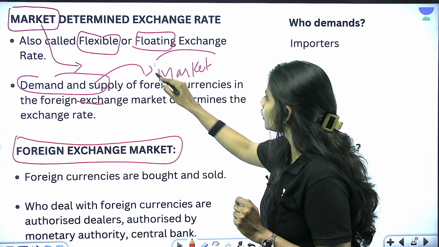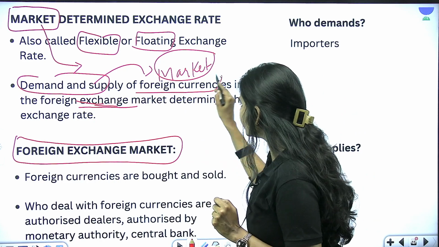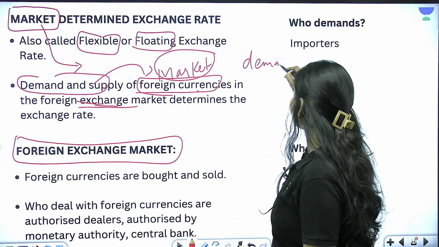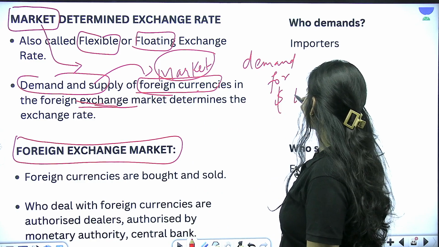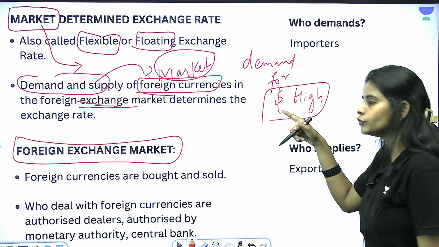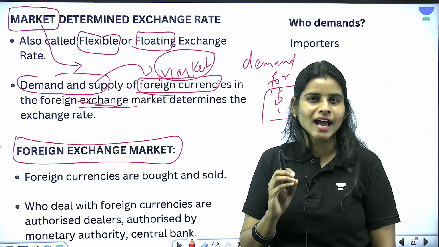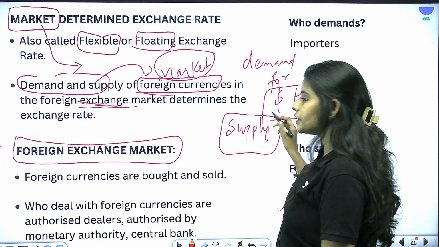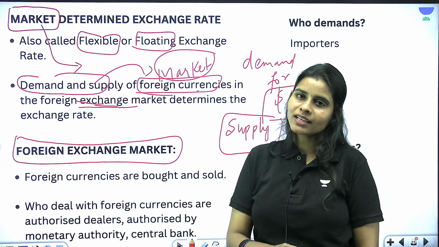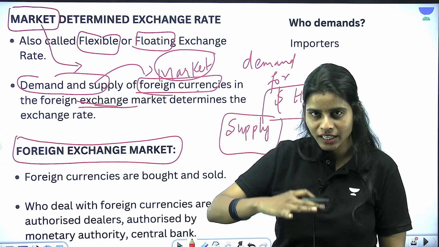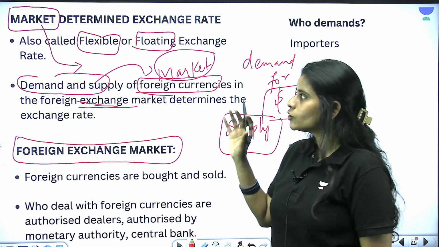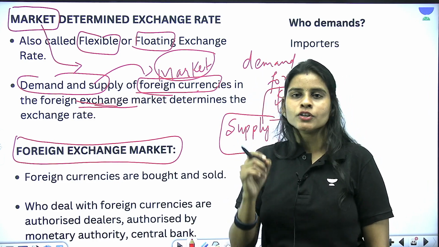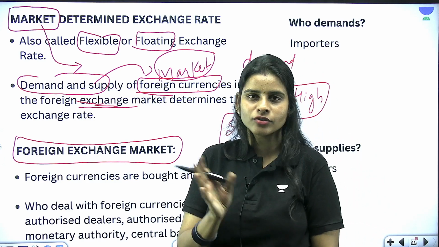So this demand and supply of foreign currencies is going to fix my exchange rate. If the demand for dollar is high, then what will happen? The value of dollar with respect to domestic currency will increase. As simple as that. If the supply of dollar is higher, then what is going to happen? When there is more supply than the demand, the value of dollar is going to decrease with respect to the domestic currency, right? So this is how under the market exchange rate system, the exchange rates get determined. Clear? So India is following the market exchange rate system after 1991.